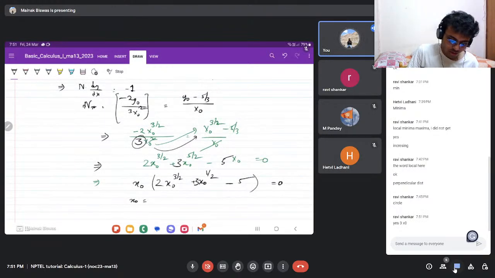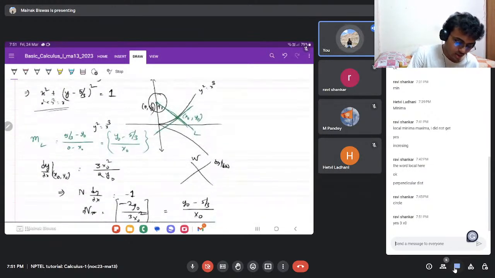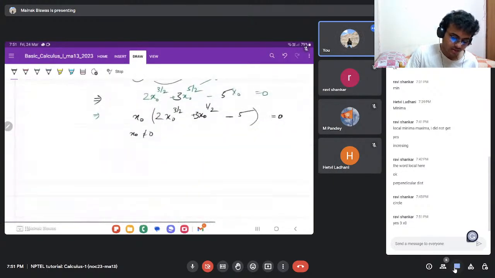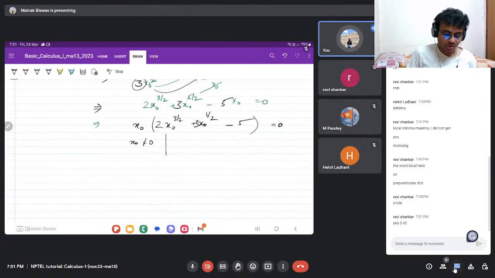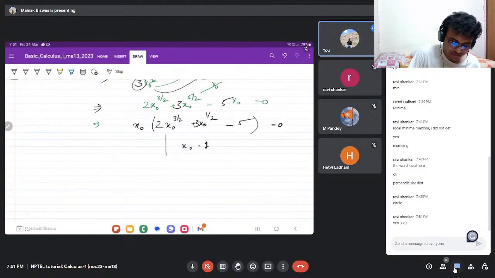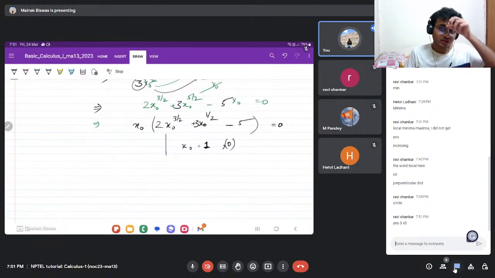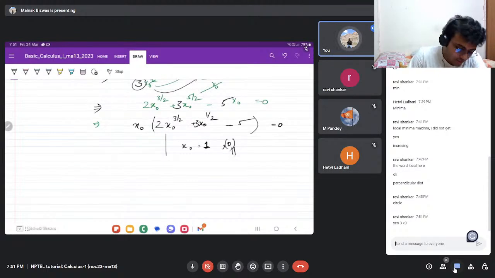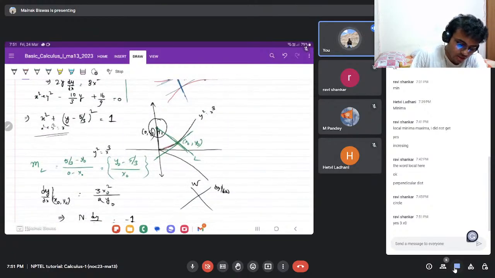So if x not equal to 0, you can see at x naught also this is there. You can check for x naught equal to 0 as well. x naught equal to 0 is a solution and x naught equal to 1 is a solution, right? x naught equal to 1, x naught equal to 0. Agreed? This is not a solution because it's not differentiable at x equal to 0. We have seen that this function is not differentiable at this point, right?